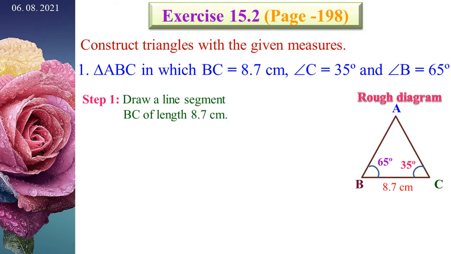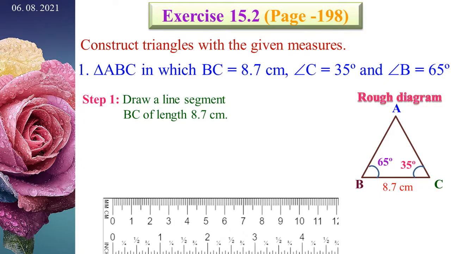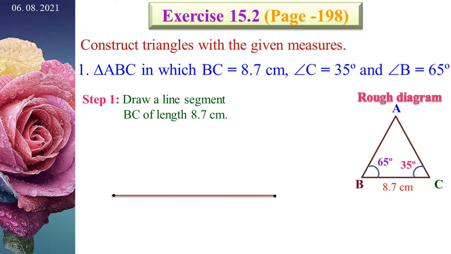Step 1. Draw a line segment BC of length 8.7 cm. Take a scale, mark a point from 0 to 8.7 cm. Draw a line, remove the scale, give the name BC, mark the measurement 8.7 cm.